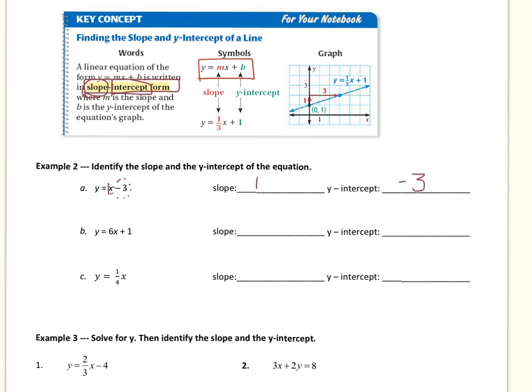I'd like you to try B and C, check your work, and if you need to pause the video, go ahead and do so. Okay, so please check your answers for example 2, B and C. Make sure you're getting the right slope and y-intercept.